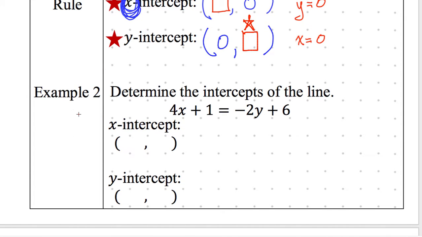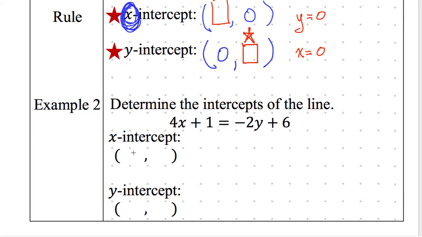To find the x-intercept, what do I set equal to 0? The y or the x? To find the x-intercept, what do I set to 0? What do I substitute in? Someone that still has their card. I need everyone to participate. No, sorry, we have to get everyone to participate. To find the x-intercept, what is equal to 0?